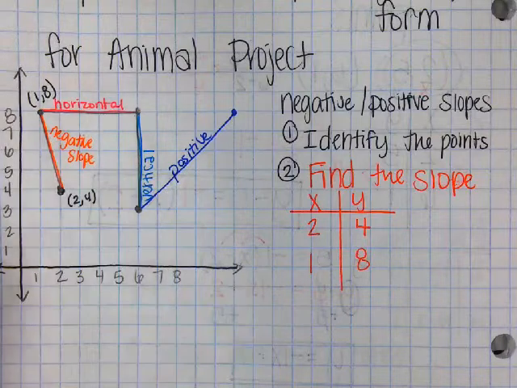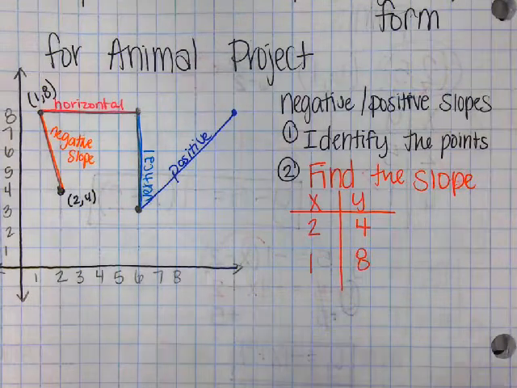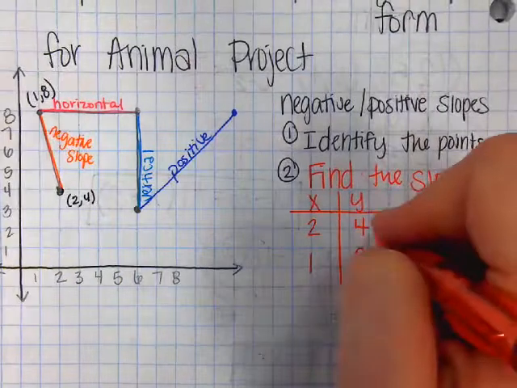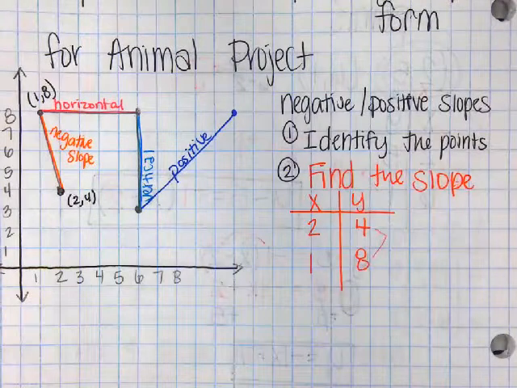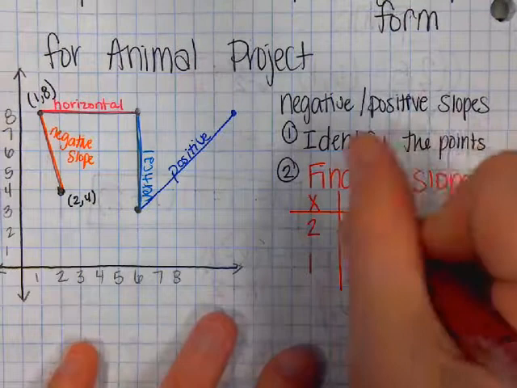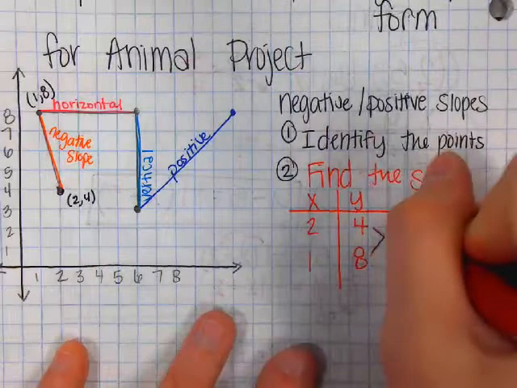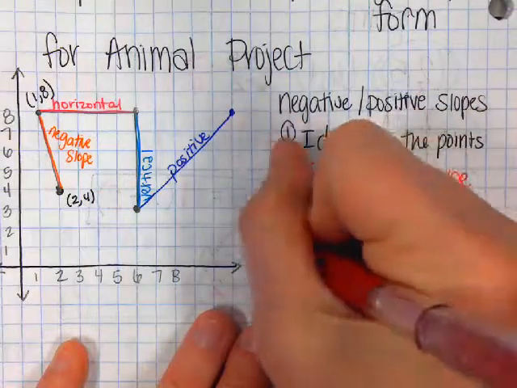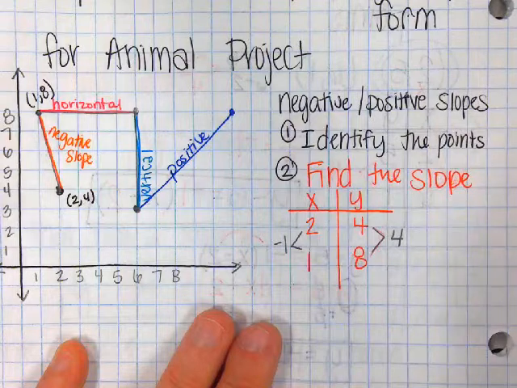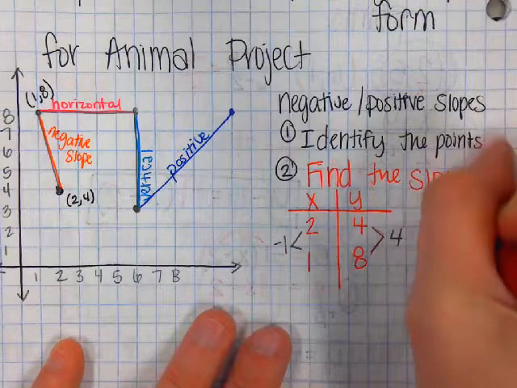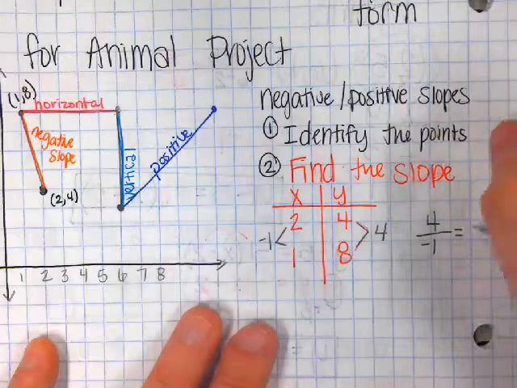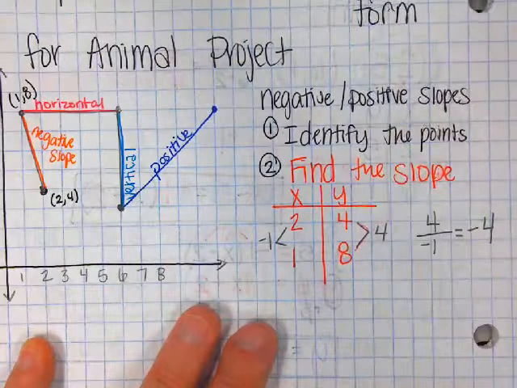So I'm going to go ahead and find it. Oops, that pencil doesn't work. So from 4 to 8, that goes up 4. From 2 to 1, that goes down 1. So then whenever I find the slope, it'd be 4 divided by a negative 1, which is just negative 4.